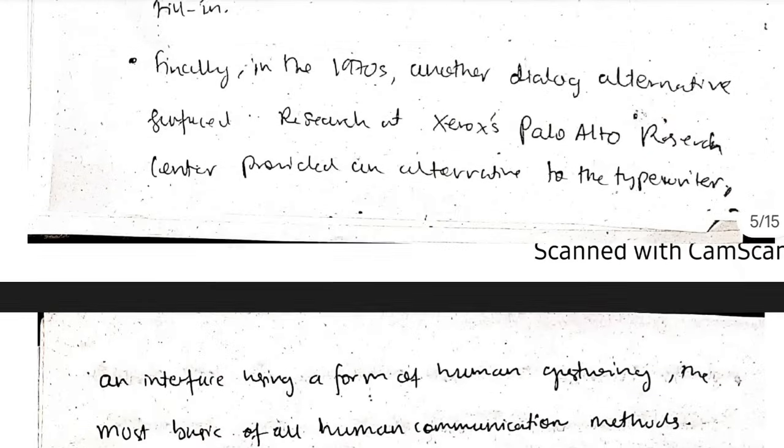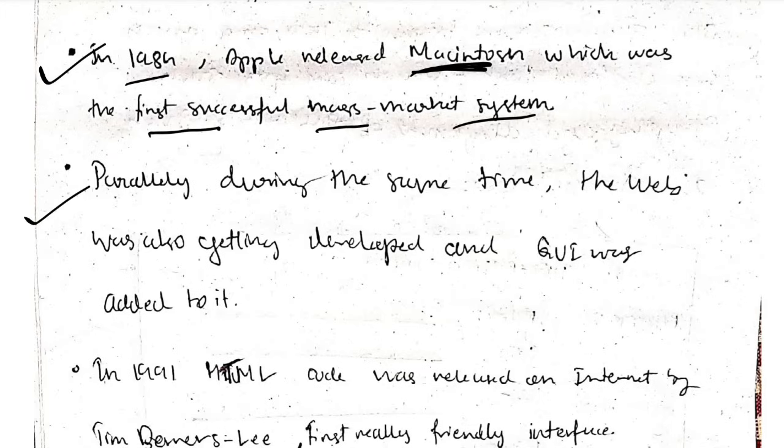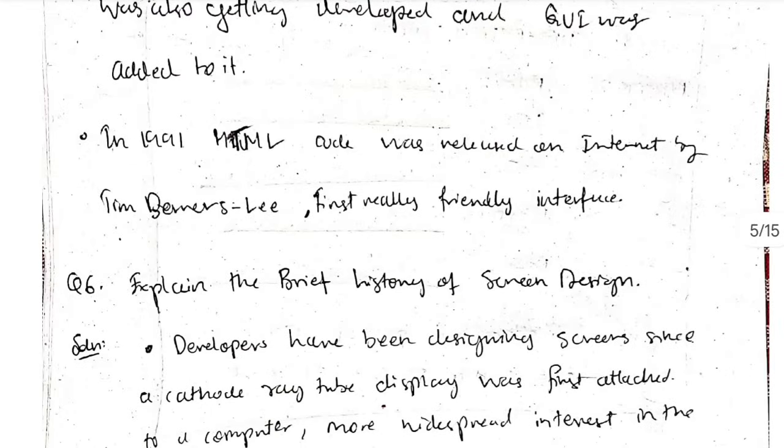That happened in 1970s. Okay, after that in 1984 Apple released the first successful mass market system. Like this Macintosh was having a good GUI, by using which a large number of people could be using the system very successfully. So that happened in 1984. And after that in the same time parallelly the web was also getting developed. In the web also GUI was getting inserted. So in 1991 HTML was released on internet by Tim Berners-Lee, the first really friendly interface.